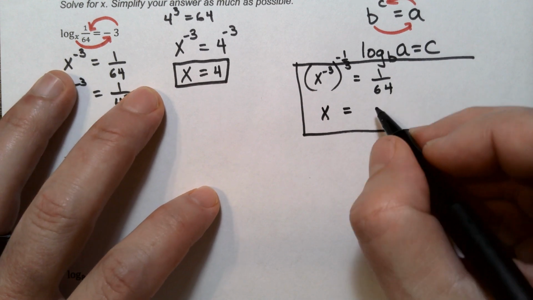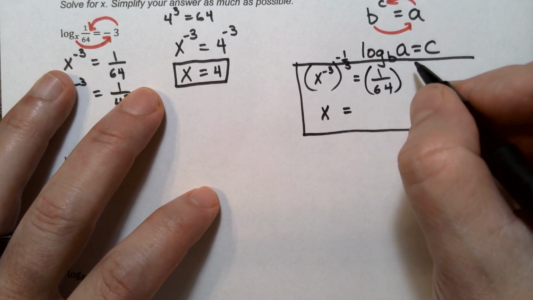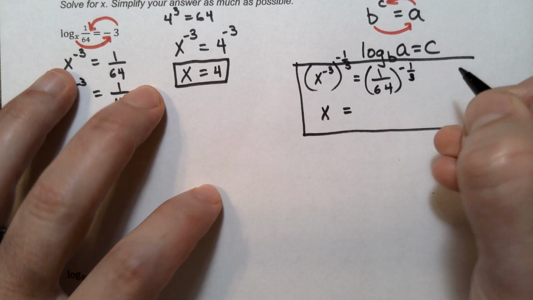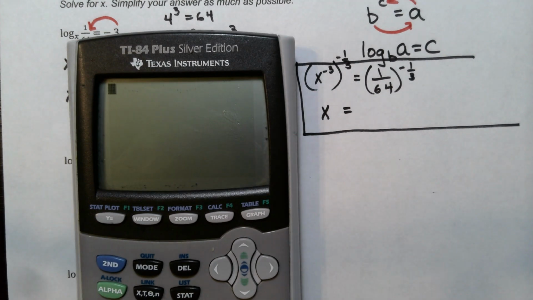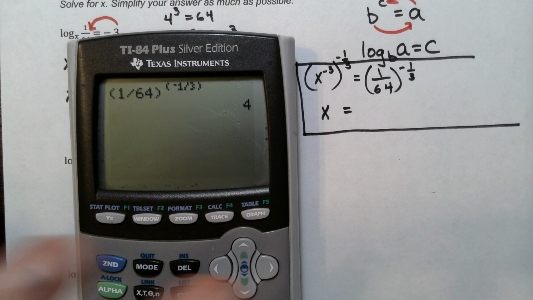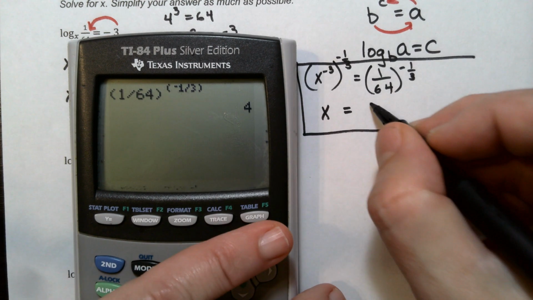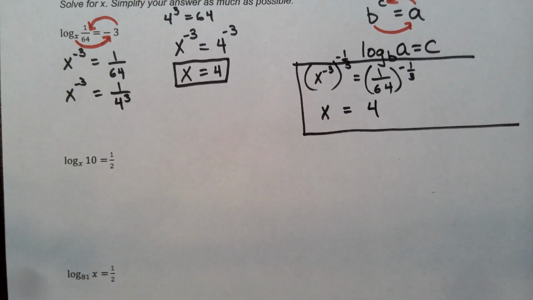I have to do that to the other side as well, so raise this side to the -1/3. You probably want to use your calculator for this. Put 1 over 64, and raise it to the -1 over 3. And there we go, we get an answer of 4. So that's another way of doing it if you want to do it that way. All right, let's look at the next one.